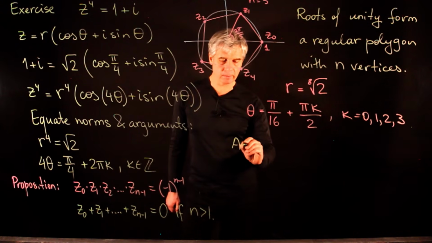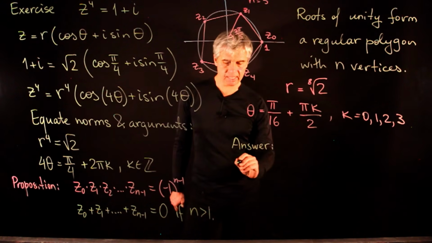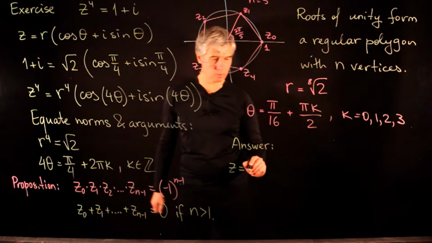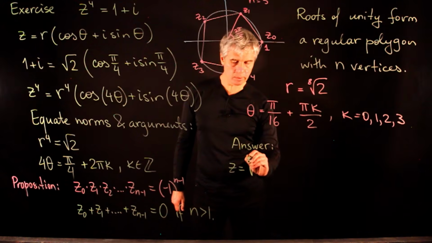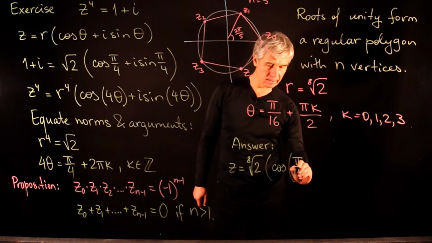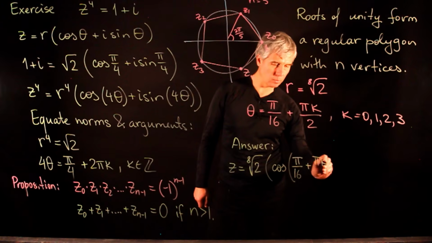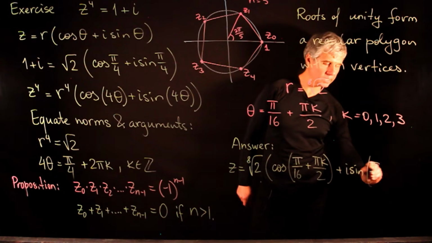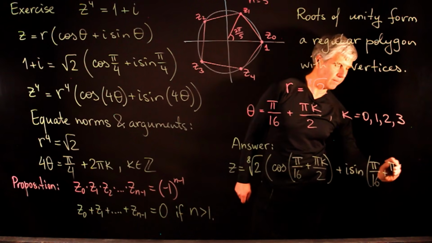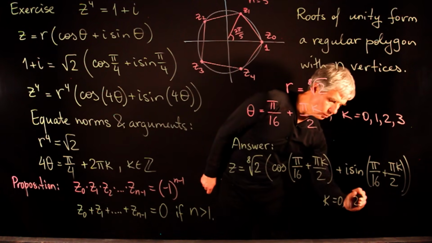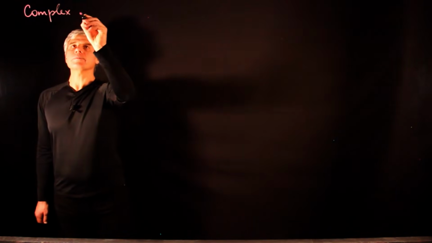And we get our answer that z is equal to r times cos theta plus i sine theta. So r is the 8th root of 2 times cos of pi over 16 plus pi k over 2 plus i sine of pi over 16 plus pi k over 2, where k goes 0, 1, 2, or 3. Our next topic is complex exponentials.